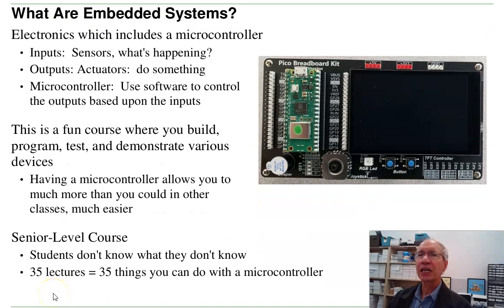Now, the first question you might ask is, what is an embedded system? An embedded system is an electronic device that includes a microcontroller. Typically it has inputs, sensors so you know what's going on in the world, outputs, meaning actuators that do something, and a microcontroller, which controls the outputs based upon the inputs using software.